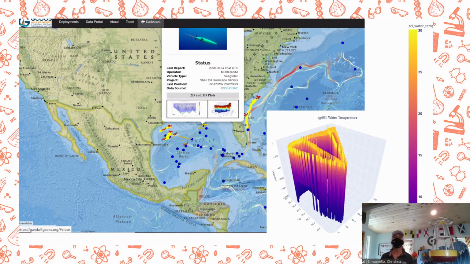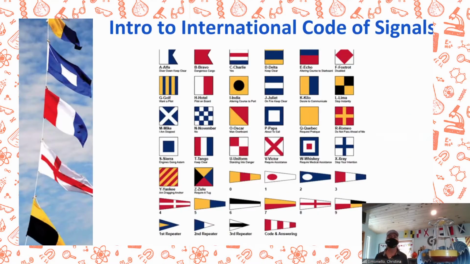And again, these are just two examples, the buoys and the gliders. There's a lot of different ways that people monitor the oceans, either through satellites, through a lot of other different types of sensors. I'm going to hand it off now to Grant, who's going to talk to you about what the International Code of Signals is, and then give you some activities that you can play along with as we go.